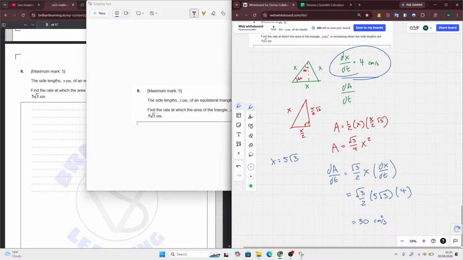So this side length is increasing by 4 centimeters per second. This is happening to all the sides simultaneously. That's causing a constant rate of increase, or certainly at this moment, it's not constant in general, but at this moment, an instantaneous rate of change of 30 centimeters squared per second.